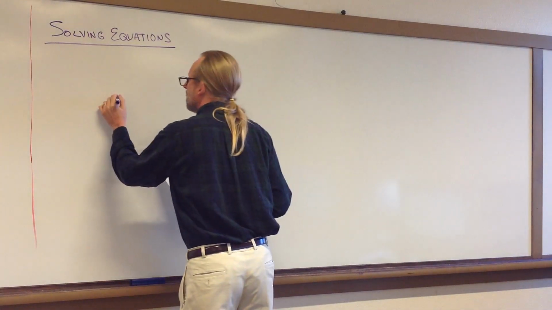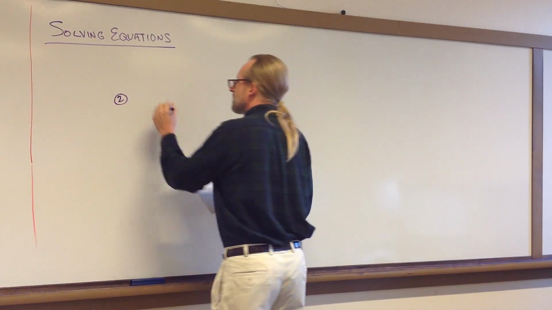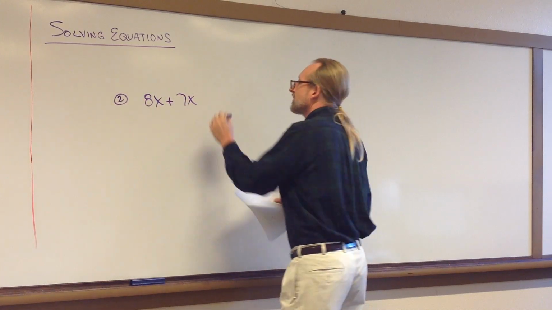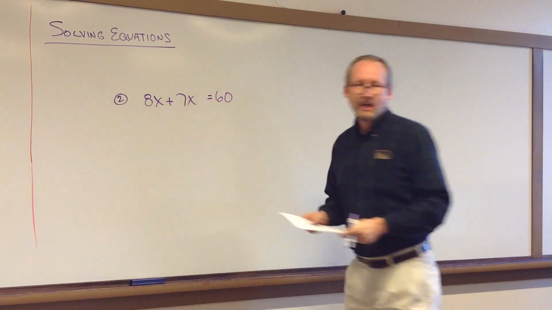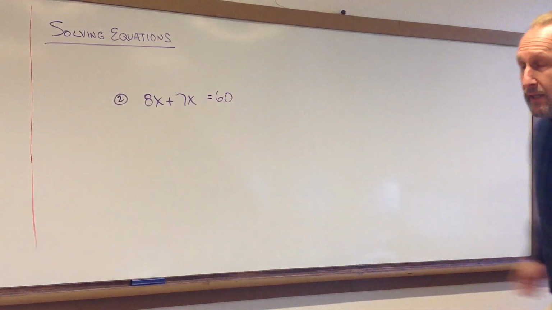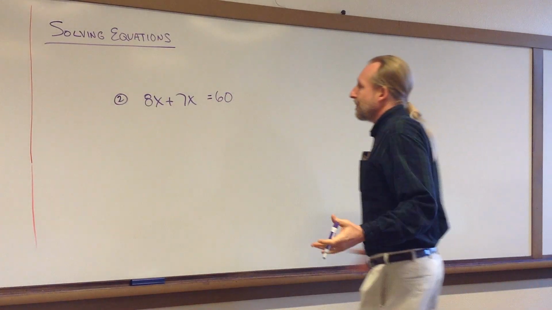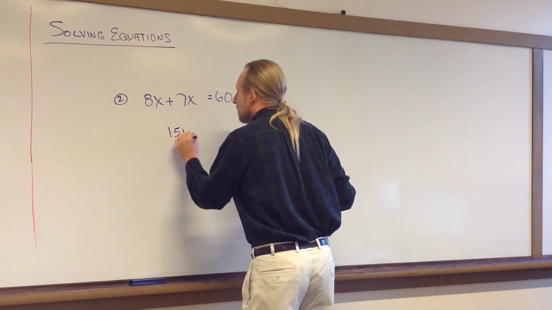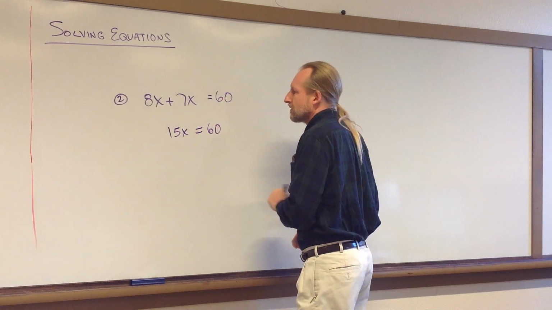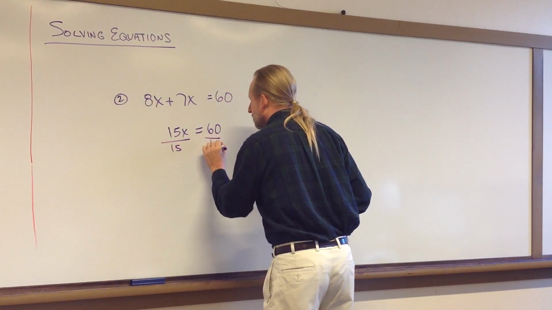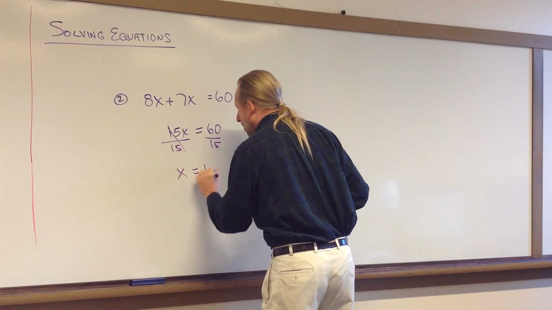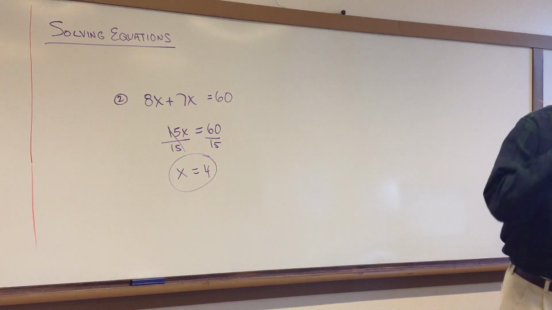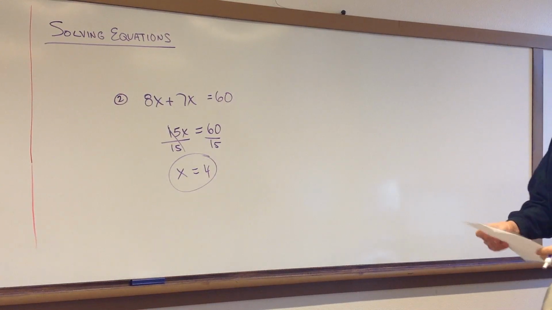So let's look at the first problem on this assignment, number 2, the first even problem, 8x plus 7x equals 60. So the idea here is to use the concepts that we learned about combining like terms. If you have 8x's and 7x's, then together that makes 15x. And now we can just divide on both sides by 15, and x equals 4. Okay? So that process is relatively straightforward.